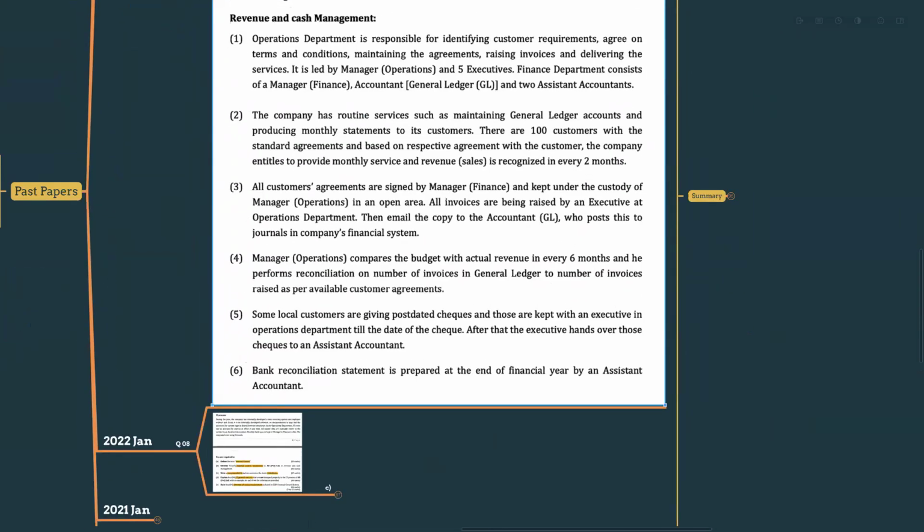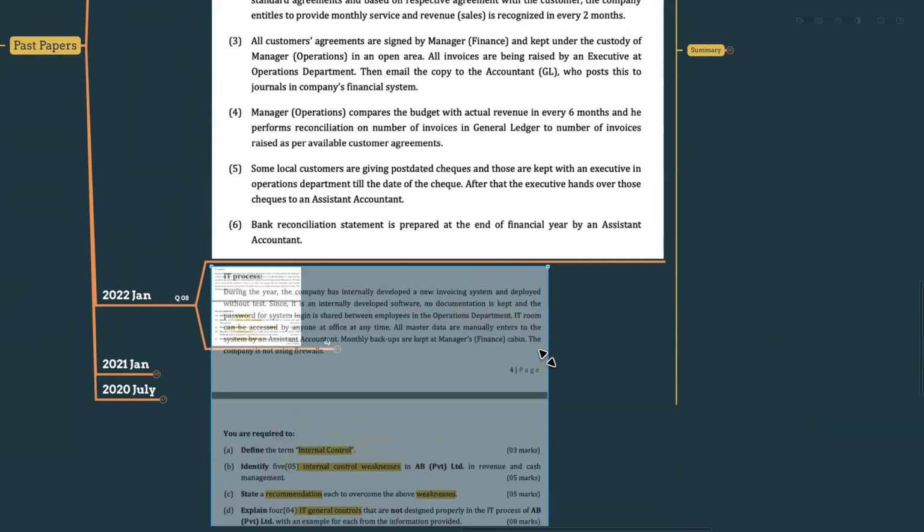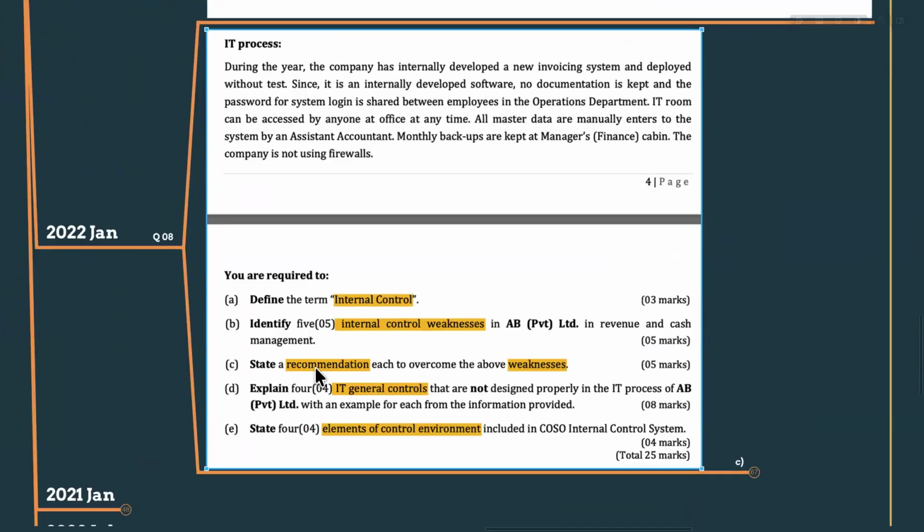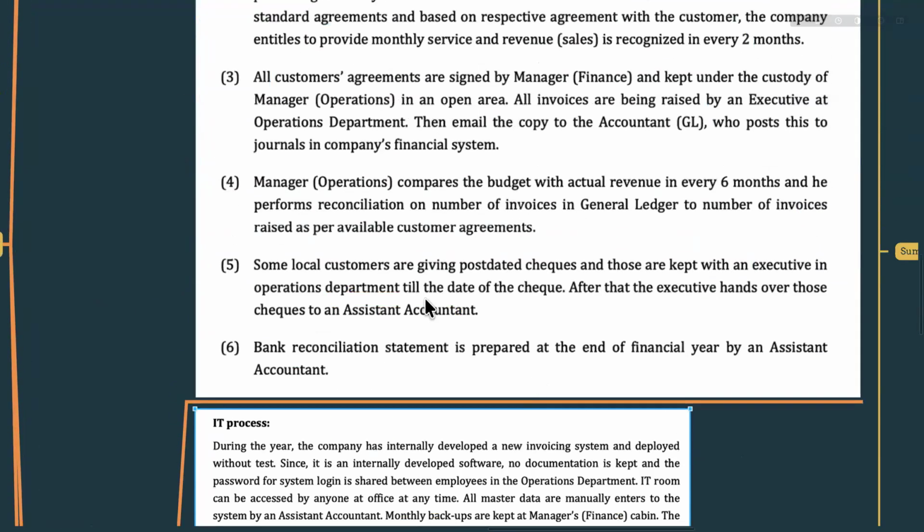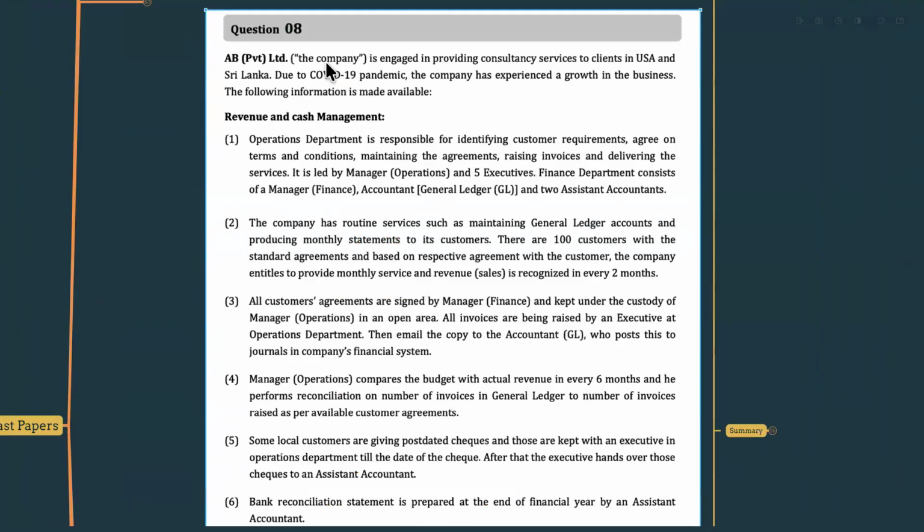Let's see this question from the 2022 January paper. That's question number C, I think. State a recommendation to each to overcome the above weaknesses. So the B question is to identify the 5 internal control weaknesses in revenue and cash management. So we have to find them from the revenue process and cash management process and state a recommendation to each to overcome the above weaknesses. So let's read the process and identify the weaknesses.